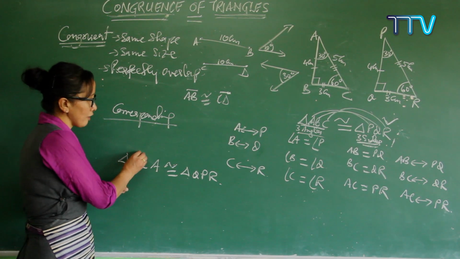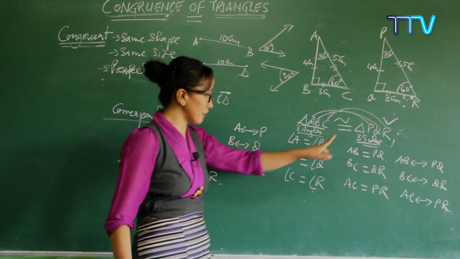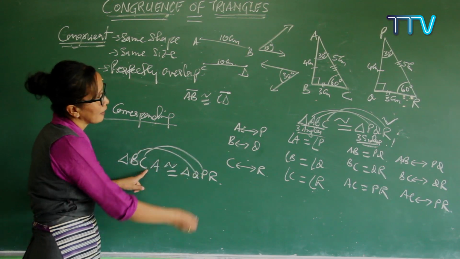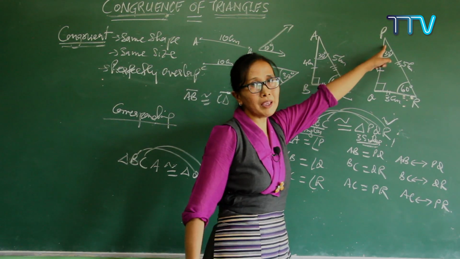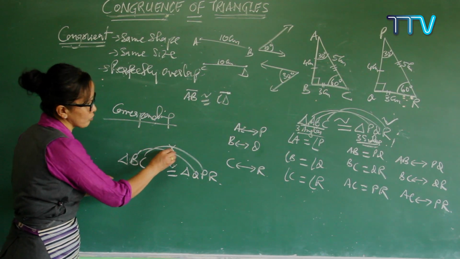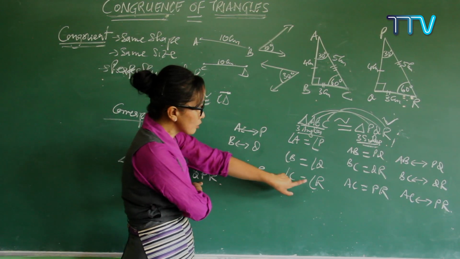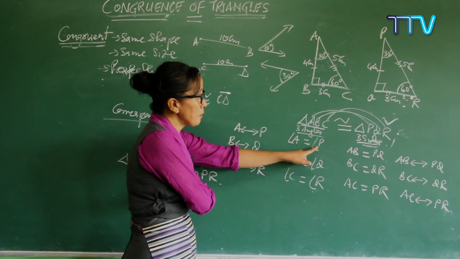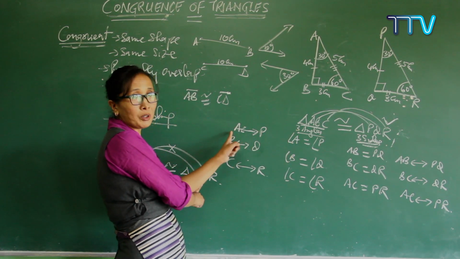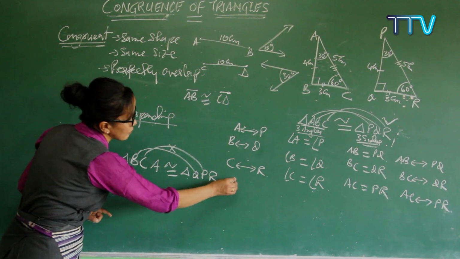B is totally right. B corresponds to Q, yes. B is exactly equal to Q, that is right. Now C, is angle C equal to angle P? No. So it is totally wrong. Angle C does not correspond to angle P. Angle C corresponds to angle R. Angle P is the corresponding vertex of angle A. So it is totally wrong order. Okay, so this is wrong.